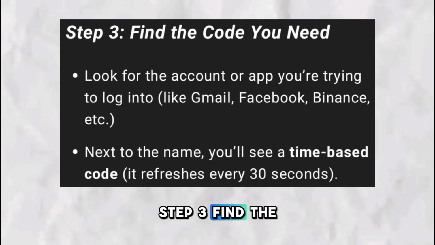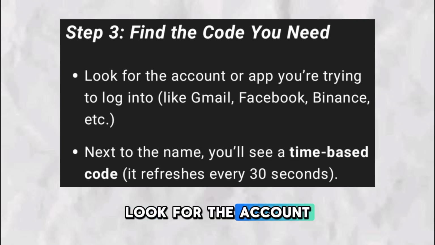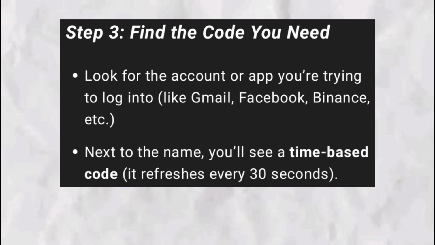Step 3. Find the code you need. Look for the account or app you're trying to log in like Gmail, Facebook, Binance, etc. Next to the name you'll see a time-based code. It refreshes every 30 seconds.